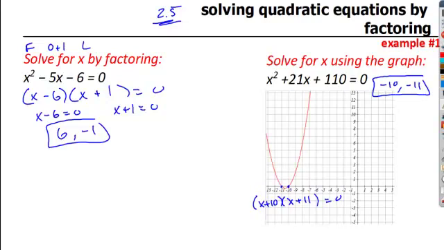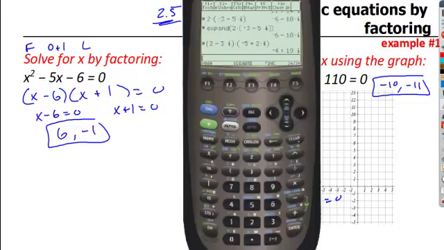That is your answer. Again, if you were using the graph to help factor it and then set the factors equal to 0, you get the same thing. But the calculator does have a built-in solve feature. It's in this F2 Algebra tab.